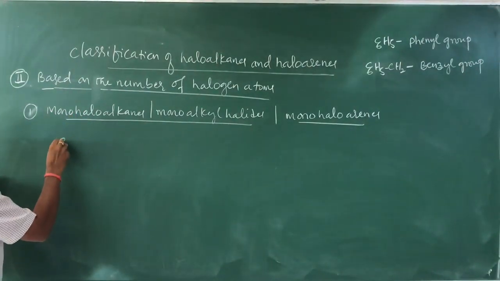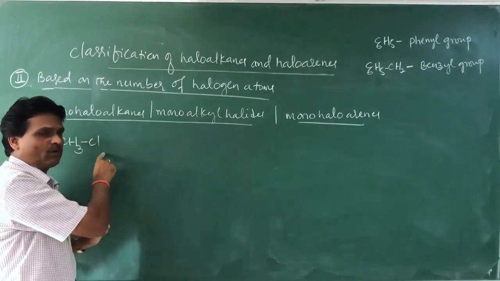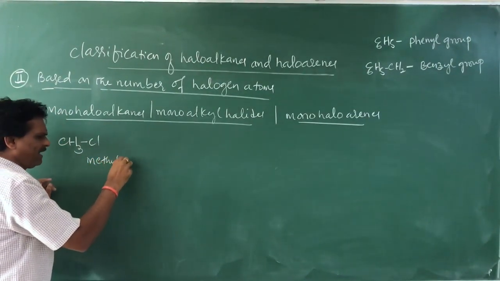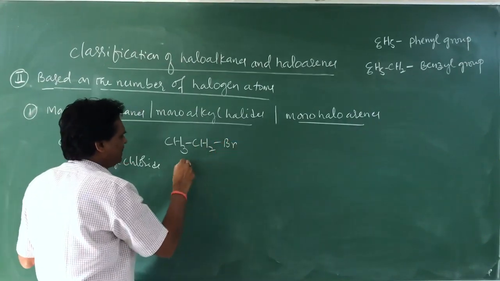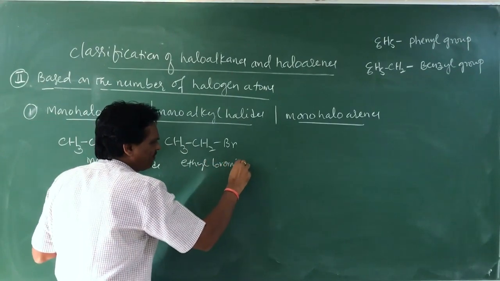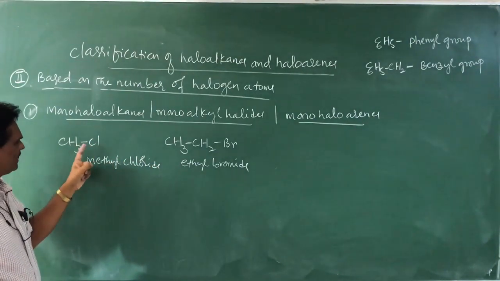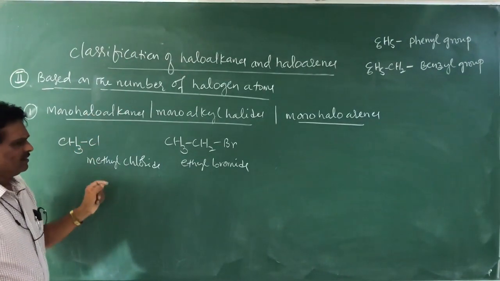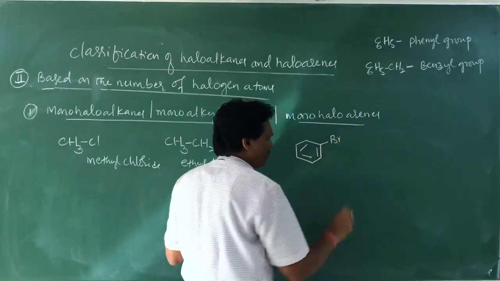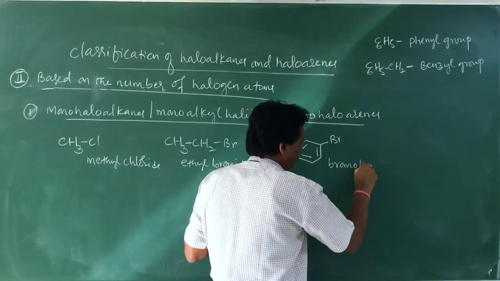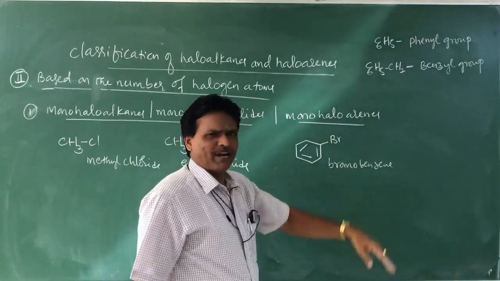So, for example, CH3Cl. This is methyl chloride. Or CH3CH2Br. This is ethyl bromide or bromoethane. These compounds contain only one halogen atom. That is why it is called monohaloalkane. Also in benzene, if one hydrogen atom is replaced by one bromine, this is called bromobenzene. If replaced by chlorine, chlorobenzene. If replaced by iodine, iodobenzene.